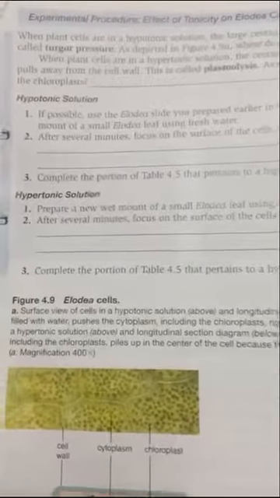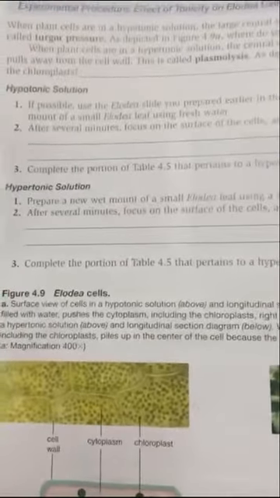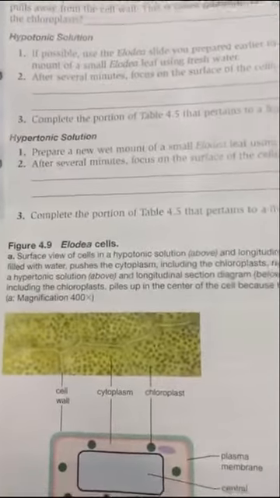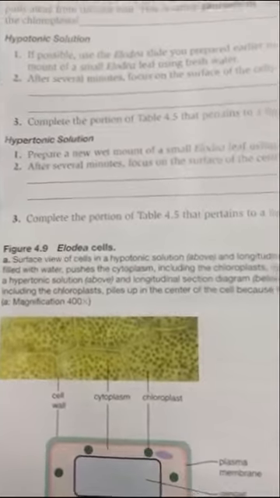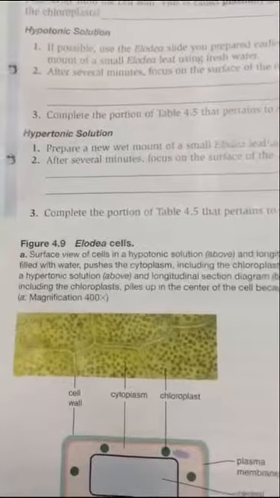Okay, and then in a hypertonic solution, hyper means more, tonicity means concentration of solute. So obviously you have more solute in the solution. So if we have, let's say for example, a 1% solute concentration within the Elodea cells, that gives us a 99% water concentration. If we put a 10% salt concentration on it, that obviously is going to give us a 90% water concentration. And let me show you how that actually works on paper here.